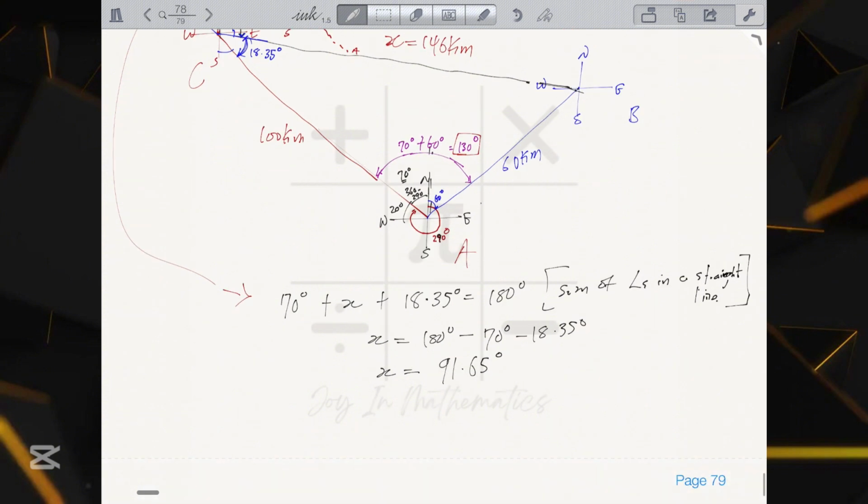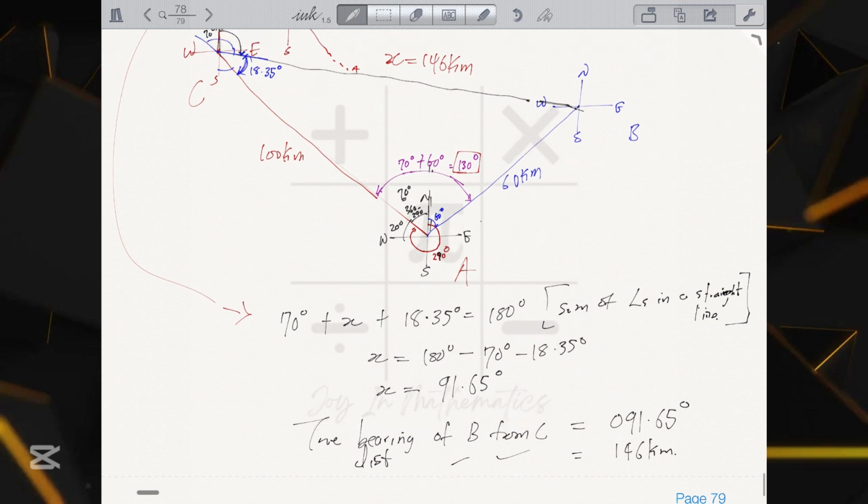So the true bearing of B from C is 091.65 degrees, and the distance of B from C is 146 kilometers. So we have seen now how to apply trigonometry to both navigation and bearing.